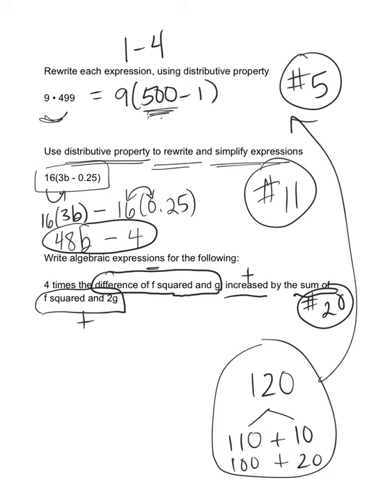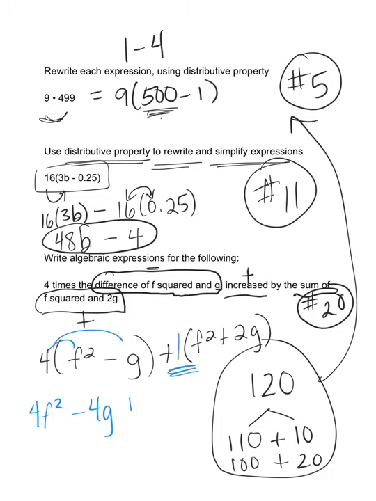4 is next to the difference one, right? So 4 is outside of the parentheses, f squared minus g. And then you would do your plus. What are you adding together? F squared plus 2g. So plus, I'm going to distribute 1 times f squared plus 2g, so I'm just multiplying by 1. Can I combine any like terms?